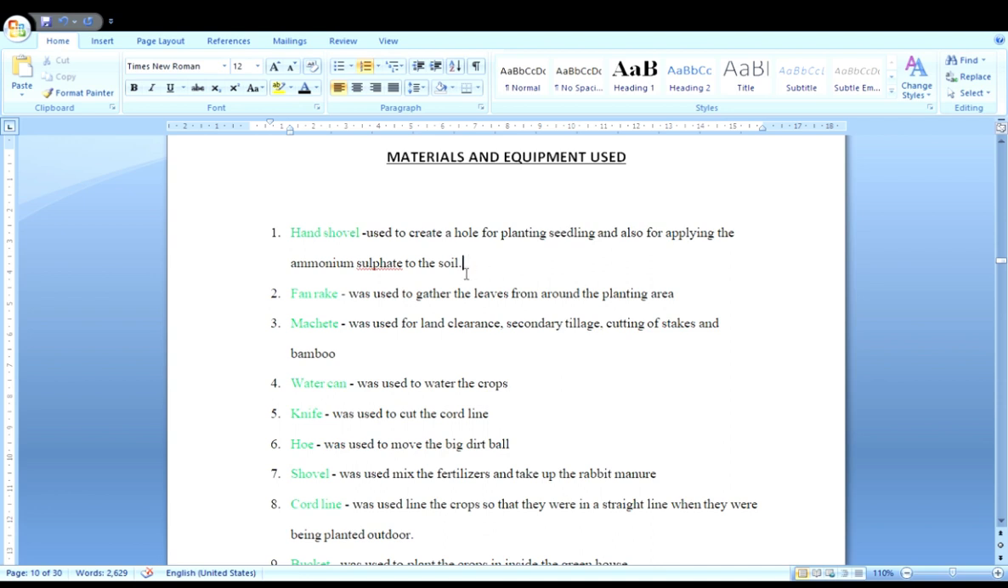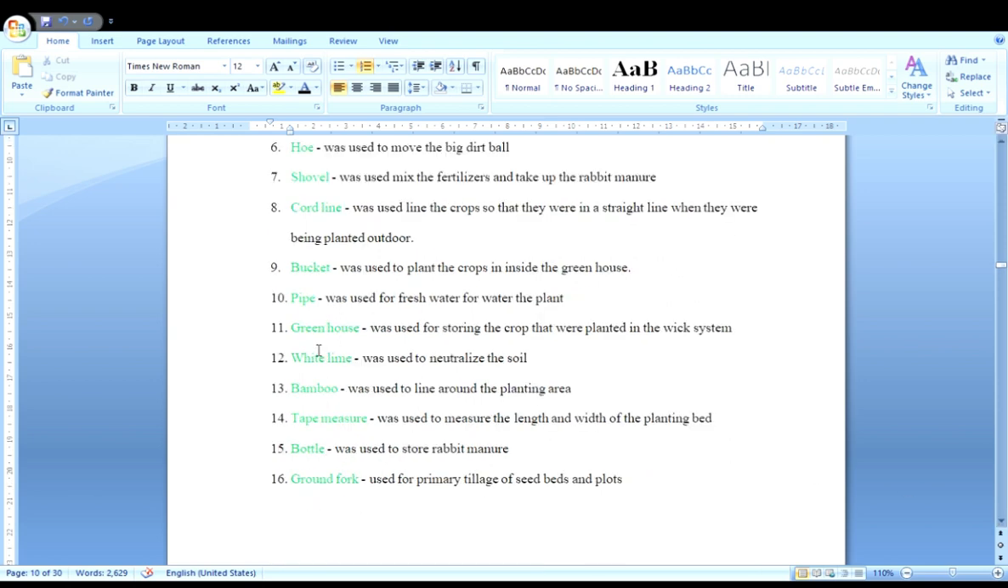to the soil. So of course, you have the fan rake here, the machete, the water can, the knife, the hoe, the shovel, the cord line, the bucket, the pipe, the greenhouse, the white lime, the bamboo, the tape measure, the bottle, the ground fork. So all the items, all the materials, all the equipment you will use in your investigation, you would list them here and you would give a description of them.